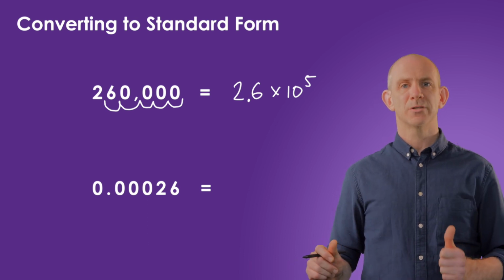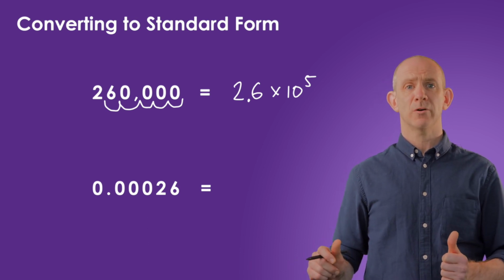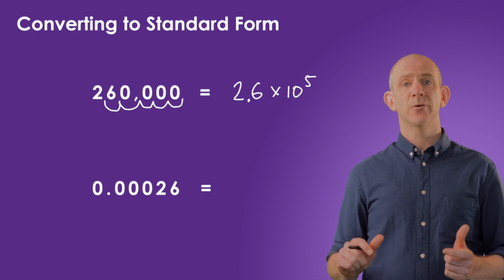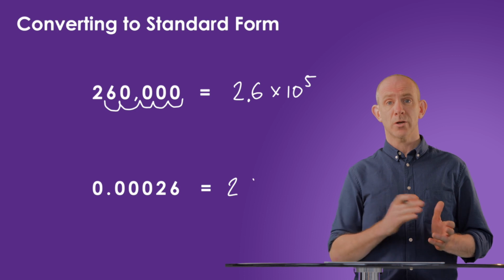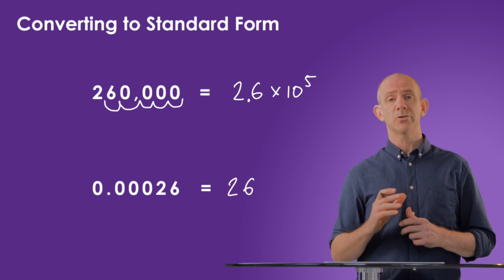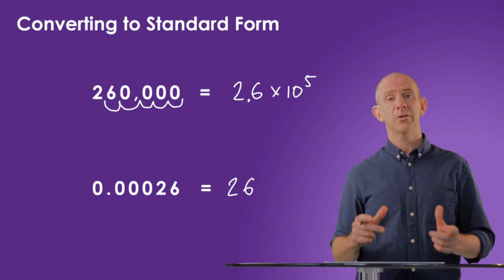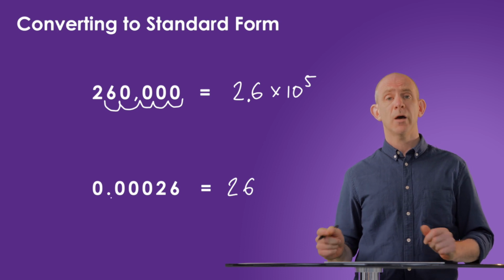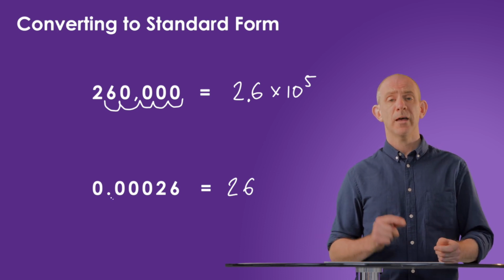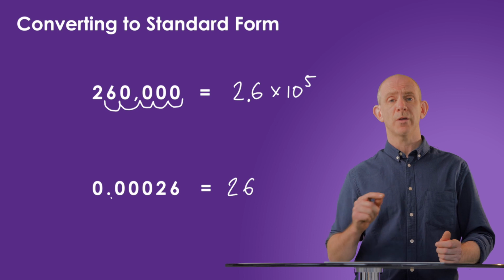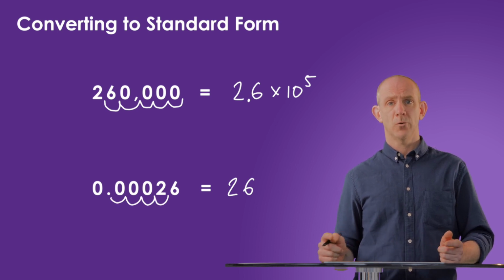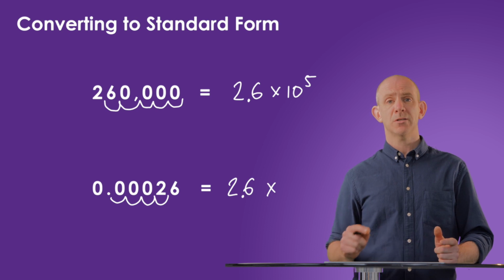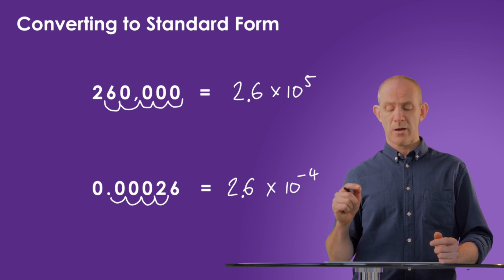Next, we have the number 0.00026 to be converted into standard form. So we're going to take the first digits, starting from the left, that are greater than 0, which is 2 and then 6, and we're going to put the decimal point between them. Now we're going to count on the original number how many decimal places we needed to move that point by. 1, 2, 3, 4. So we're going to write 2.6 times 10 to the power of negative 4.